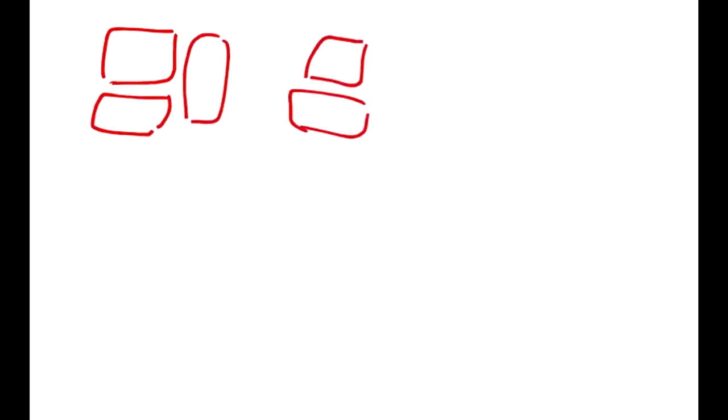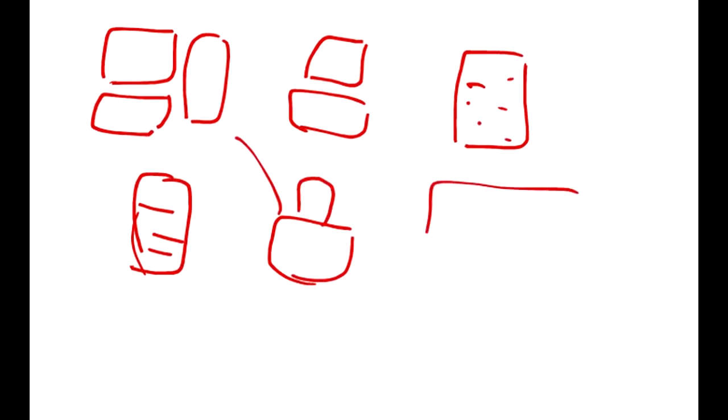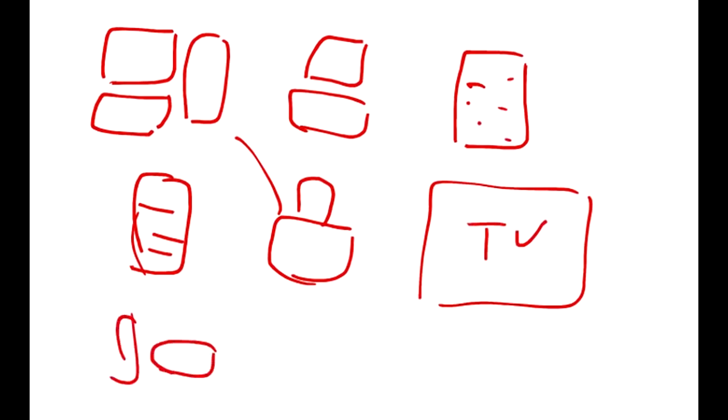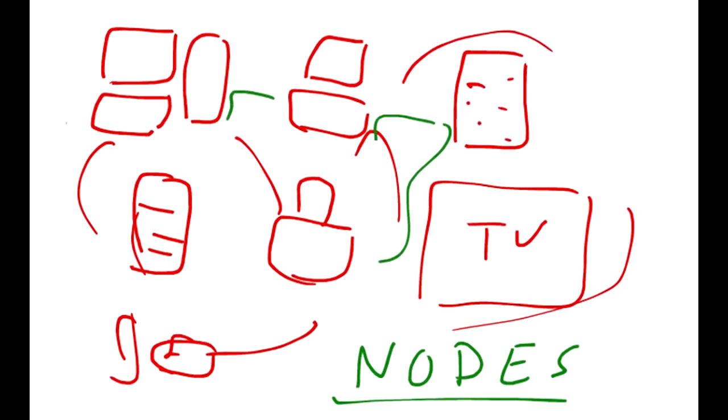When I talk about computers, I mean desktop computers, your laptop, a tablet, a PC. Your mobile phone can be a part of that computer network, your printer can be a part of that computer network, your smart TV can be a part of that computer network, and your game consoles, for example, your Xbox or PlayStation, can be a part of a computer network. And all these devices which are a part of a computer network are called nodes.